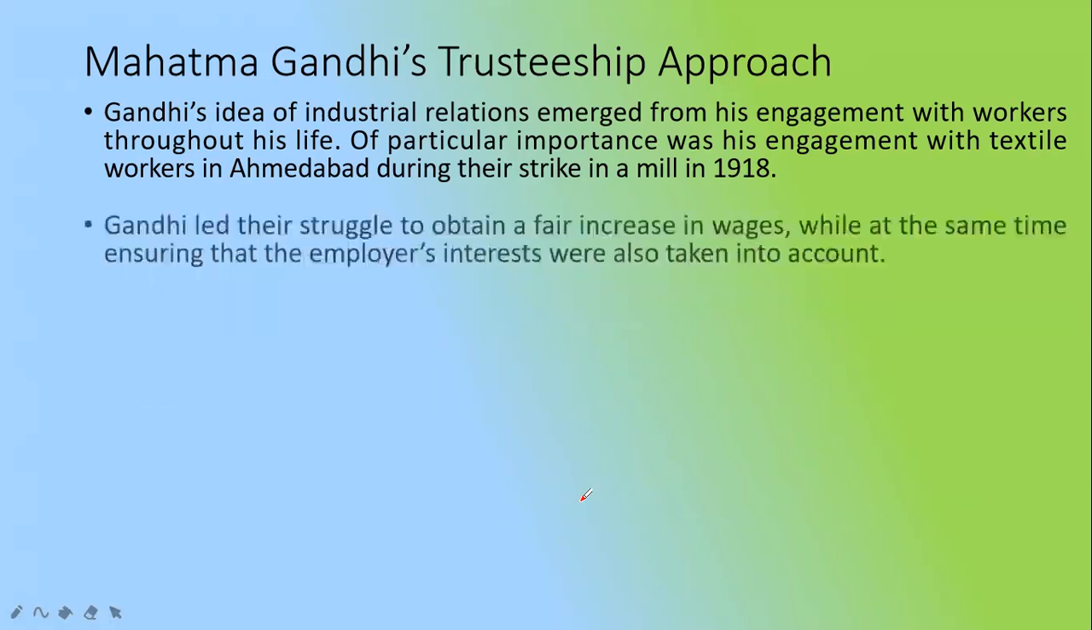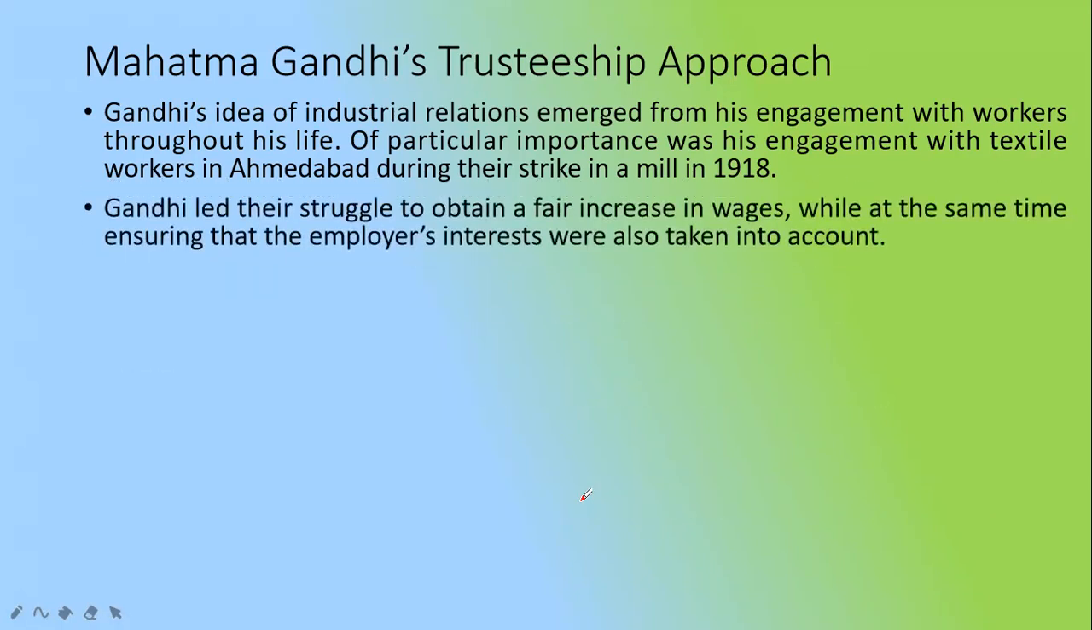Gandhi led this struggle to obtain a fair increase in wages. They went on strike for the increase in wages, and this strike was with non-violence and with the principle of satyagraha. He said that we have to listen to the other party, and the other party's interest also has to be taken into account. We have to respect the opinion of the other party while coming to a decision.